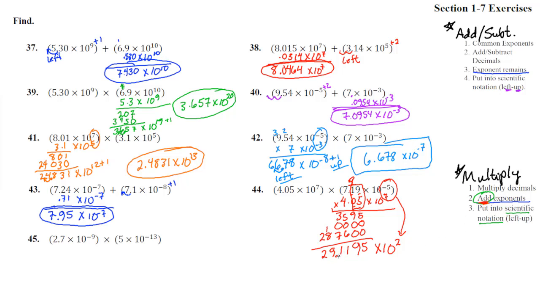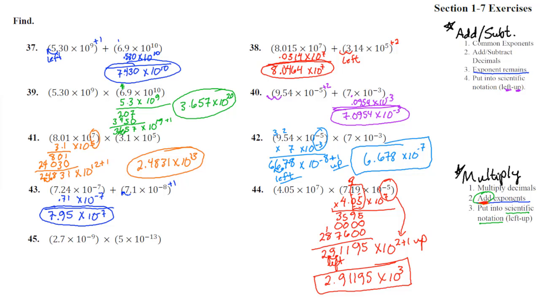So we might have to do this, and yes, we need the decimal over one place, so we need to go left, up. Let's write that out again, left, up. So this now is 2.91195 times 10 to the third power. That's official scientific notation.